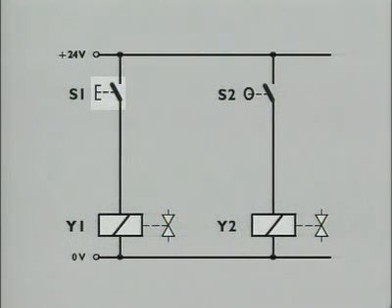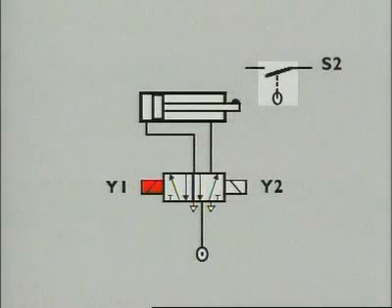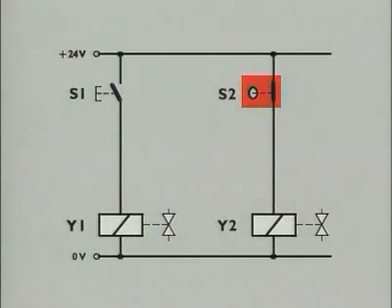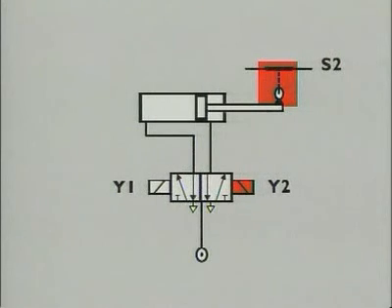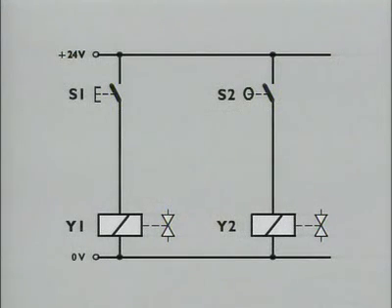If push button S1 is pressed, coil Y1 is energized. This switches the valve and the cylinder extends. In its forward end position, the piston actuates the limit switch S2. This closes another circuit, energizing coil Y2, reversing the valve. The cylinder retracts. When the valve is directly controlled in this way, control circuit and power circuit are identical.